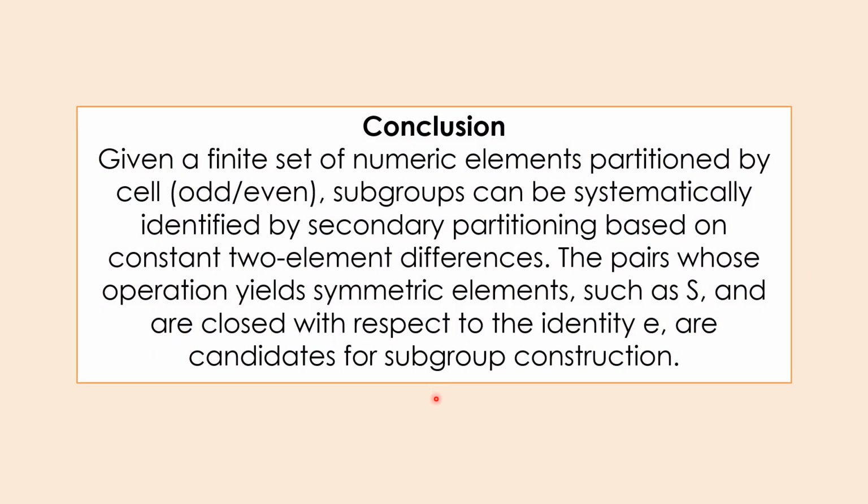To conclude our exploration of the subgroups, given a finite set of numeric elements, or the delta elements, partitioned by odd and even, subgroups can be systematically identified by secondary partitioning based on constant 2-element differences. The pairs whose operation yields symmetric elements, such as S, and are closed with respect to the identity E are candidates for subgroup construction.